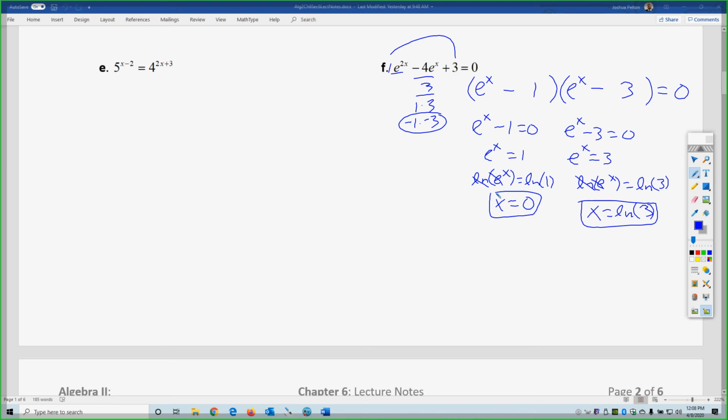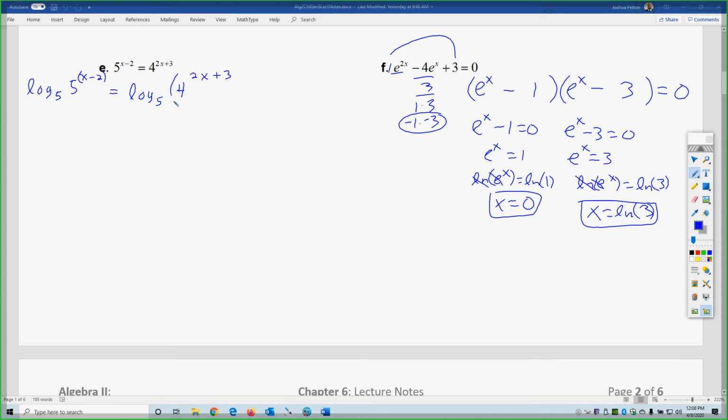Okay, so the last scenario is the toughest one because neither of those bases match, and neither of them has a common base because 5 is prime, and 4 is relatively prime to it. So basically, pick a base, whichever one you want. I pick base 5. So log base 5 of 5 to the x minus 2, and log base 5 of 4 to the 2x plus 3.